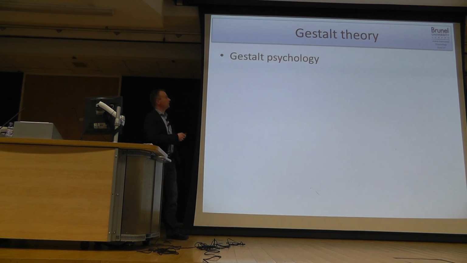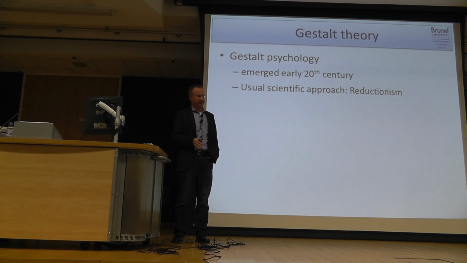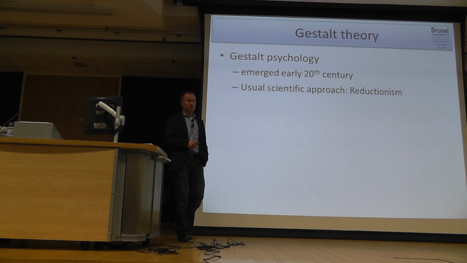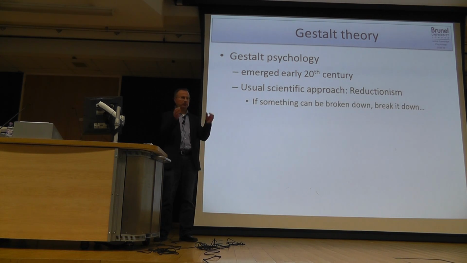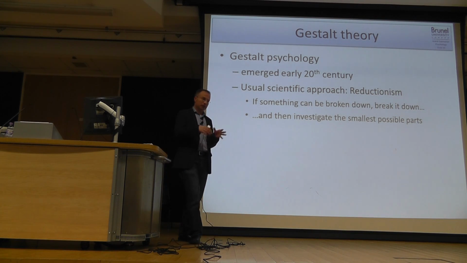And one thing which is still valid today is the results from Gestalt psychology. If you may remember from last week, it emerged early in the 20th century with a focus in Germany. And it was a different approach to science. The usual scientific approach is called reductionism. That means if you have a concept, an idea, a thing to investigate, and you can break it down into further subparts, then break it down and investigate the smallest possible parts individually. And the advantage of that usually is that you have much better experimental control, it's much easier to find regularities and laws, so it's not a bad approach.